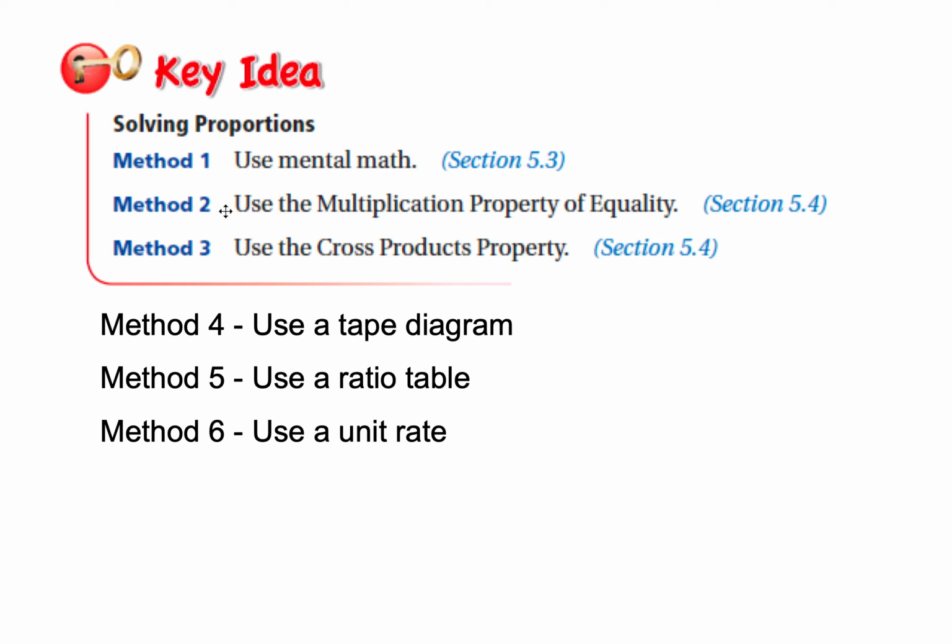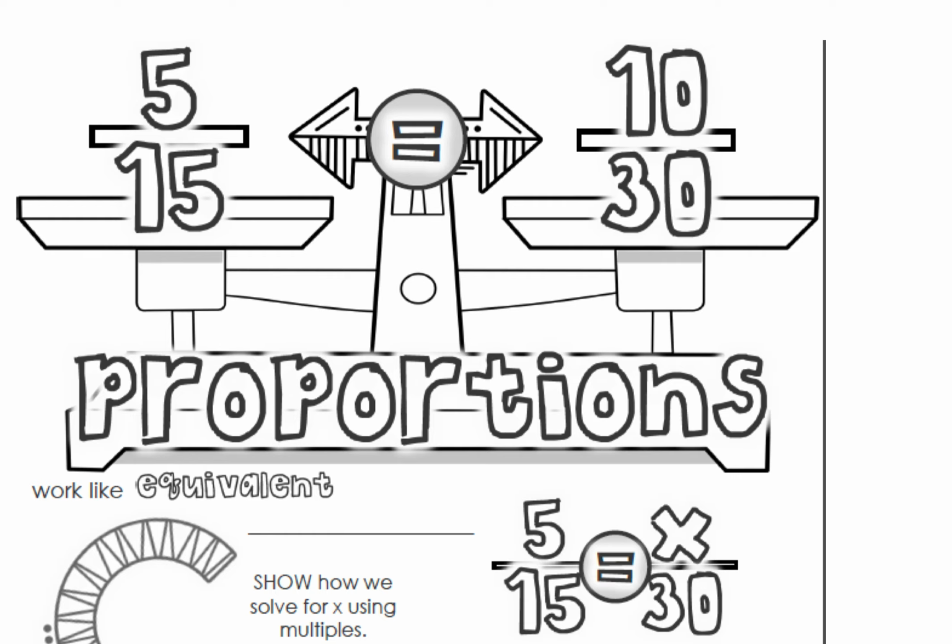Some of those will be using the multiplication property of equality, using the cross products property, using a tape diagram, a ratio table, or a unit rate. You can use all of these for solving proportions, and then just depending on the problem, some strategies are better than others. So let's take a look at proportions here. We have a picture of a balance because the two sides of a proportion are equal, and you can think about those like equivalent fractions.